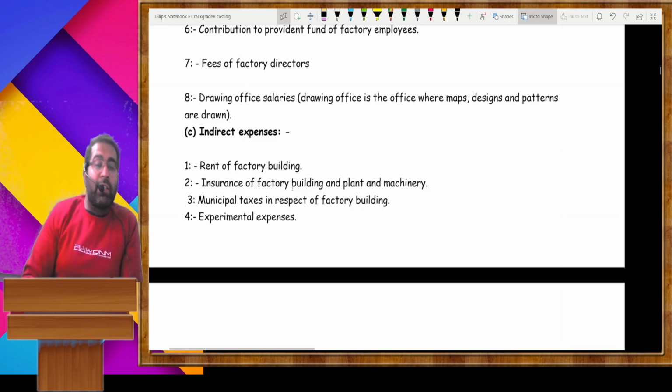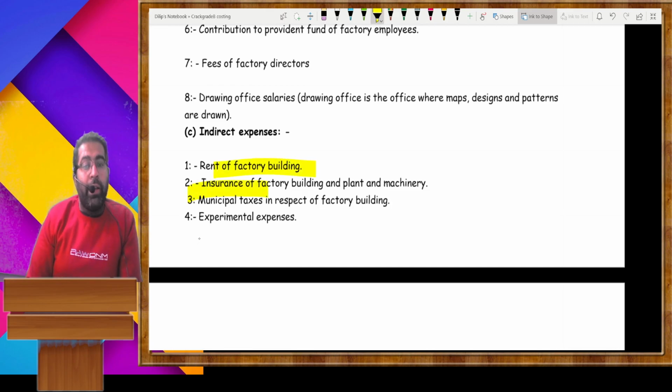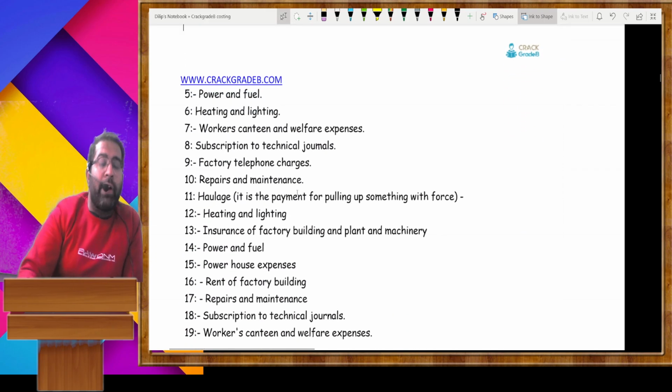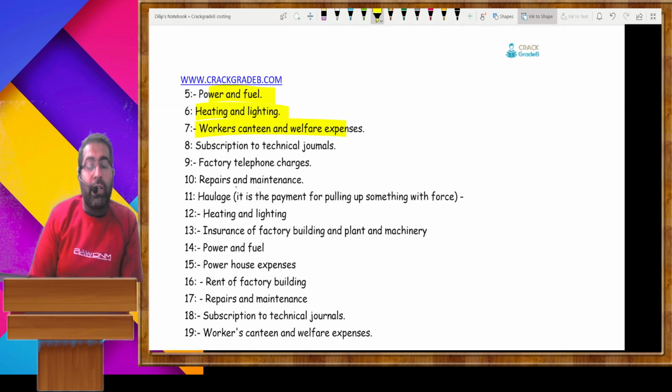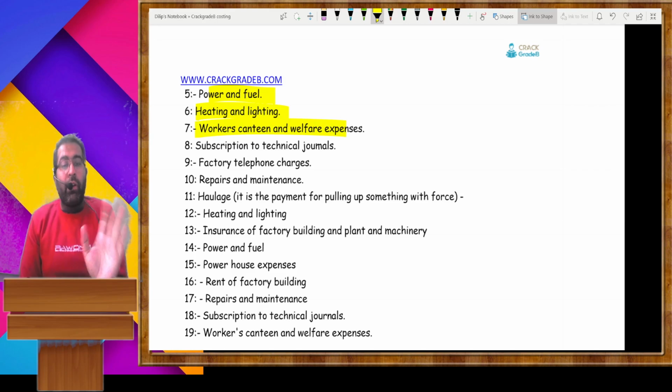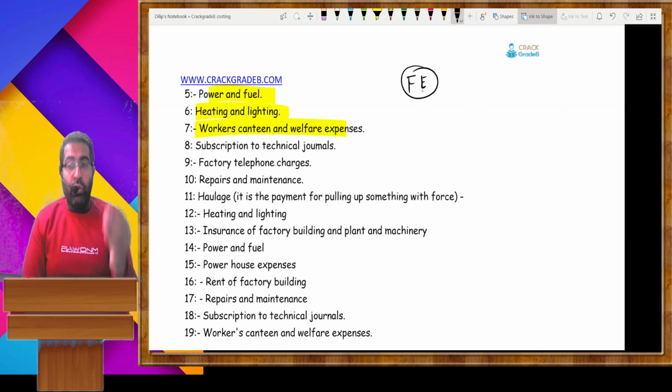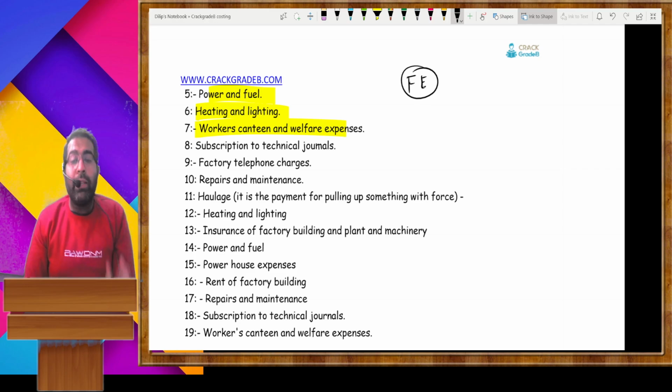Thereafter, in indirect expenses, we will include rent of factory building, insurance of factory building, any type of taxes paid regarding the factory building, and any type of experimental expenses. Then there is a list of items I will include, like power and fuel, heating and lighting, workers canteens. The examiner may ask what things we include in the factory expenses. You do not need to learn all the expenses, just use your mind.